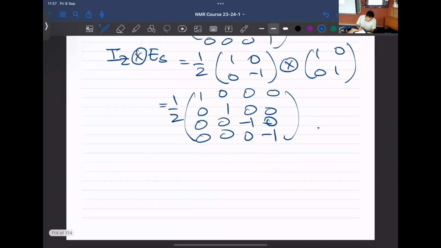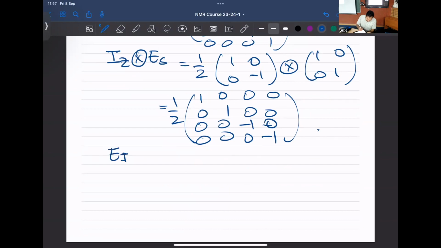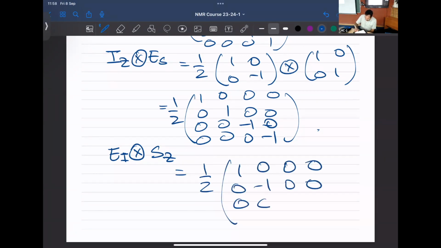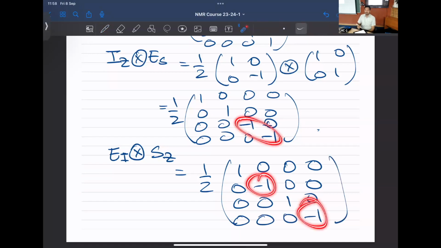Similarly, I'll write SZ matrix. SZ matrix will have EI product SZ. Always keep I first and S followed by S. Don't change the order, in which case the matrix representations will be all over the place. Okay, did that make sense? Yeah, so this is going to be, go back and do this, 1000, 0 minus 100, 0010, 000 minus 1. So you see that the minus 1 comes here, and on the other hand, it alternates here.